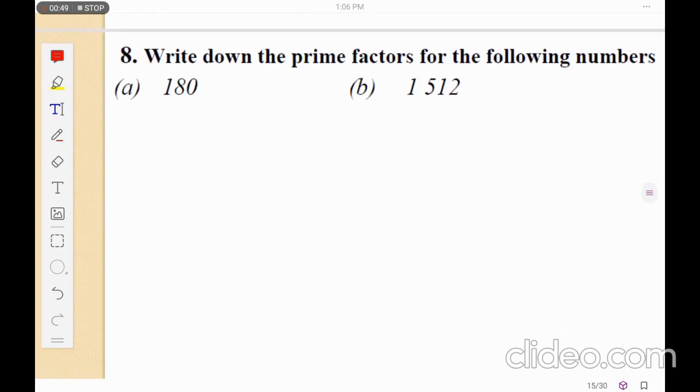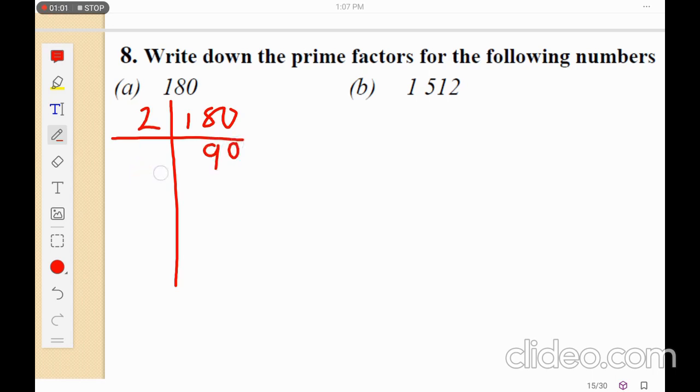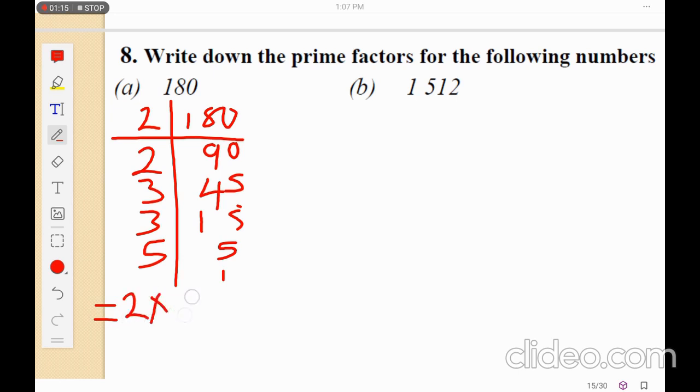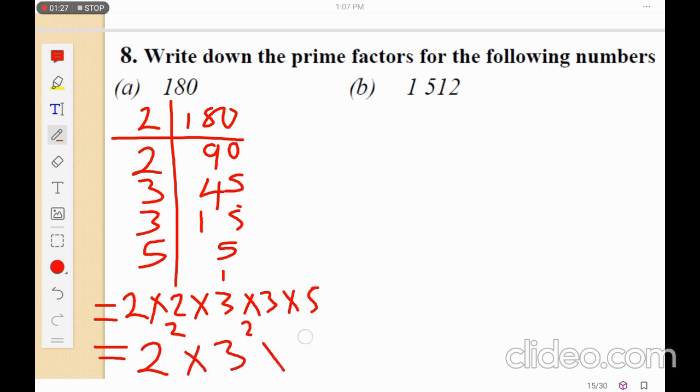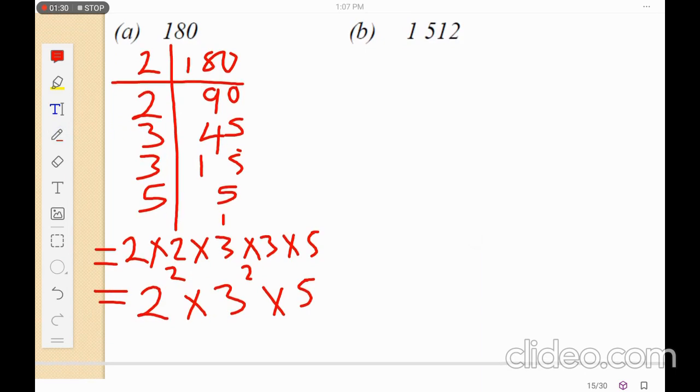Then to get the prime factors for 180, we do long division. 180, we can start with the smallest, 2. 2 into 180, 2 into 18, 90. 2 into 90, 45. 3 into 45, 15. 3 into 15, 5. 5 into 5, 1. So the factors that we have are 2 times 2 times 3 times 3 times 5. We can even write in index form as 2 to the power of 2 times 3 to the power of 2 times 5. Okay, so these are the prime factors for 180.